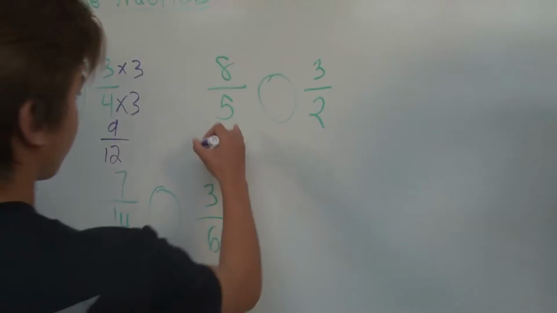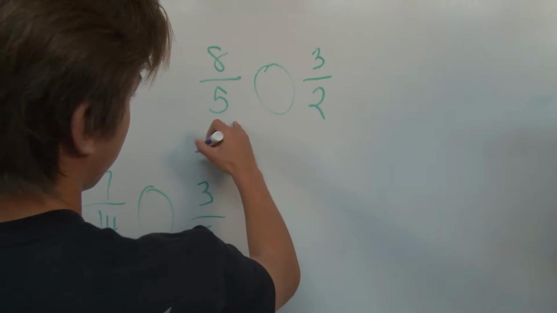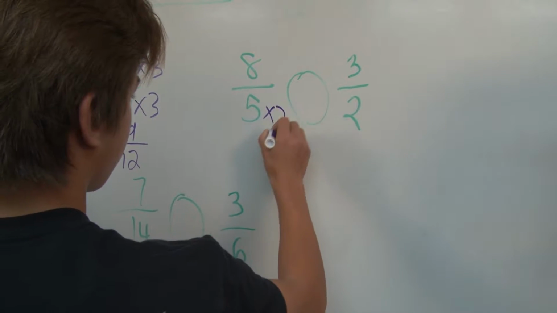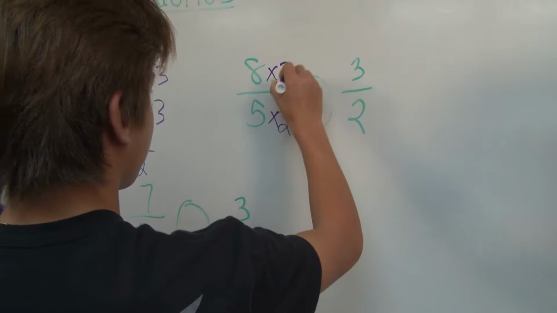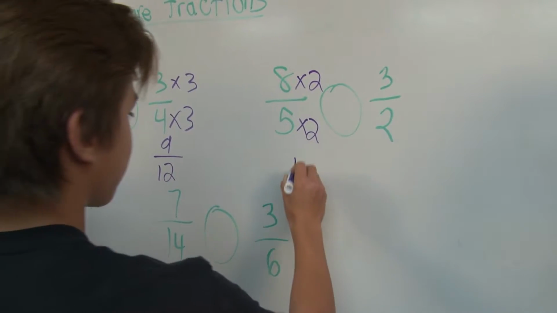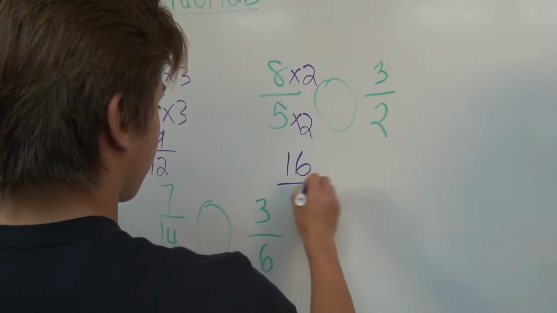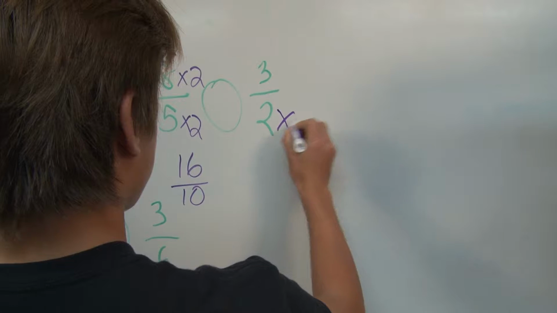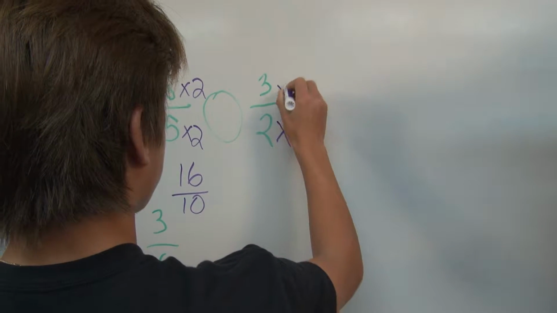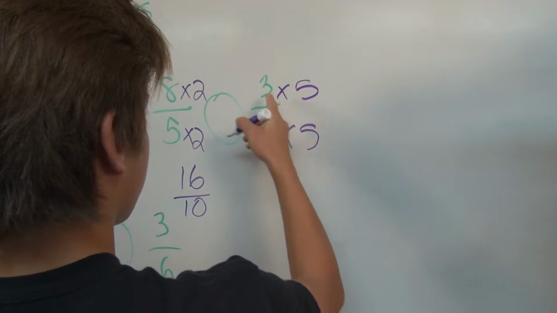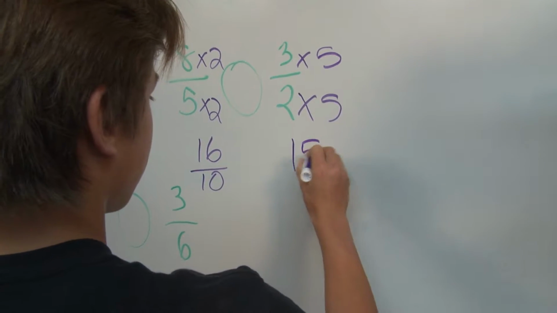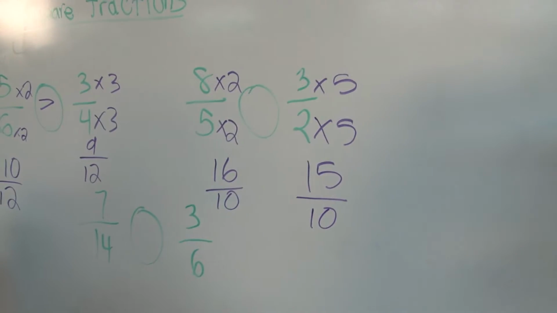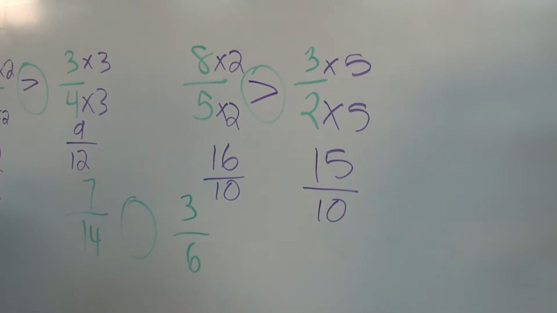Okay, so both of them go into 10. So this one goes into 10 2 times, so times 2. And you do the same thing to the top. Okay. So 8 times 2 is 16. And then over 10. And then this one, 2 goes into 10 5 times, so times 5. You do the same thing to the top. And then 3 times 5 is 15, so 15 over 10. And you can see that this one's greater, so 8/5 is greater than 3/2.